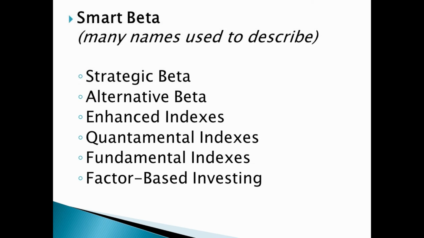Now, as we move into smart beta, I want to first recognize that this is a term. That's all it is. And the investment industry many times repackages things with different names. And smart beta itself has many different names. We'll primarily use the term smart beta, but strategic beta, alternative beta, and you'll see some others on this slide, are all different names that by and large still all refer to the same concept.